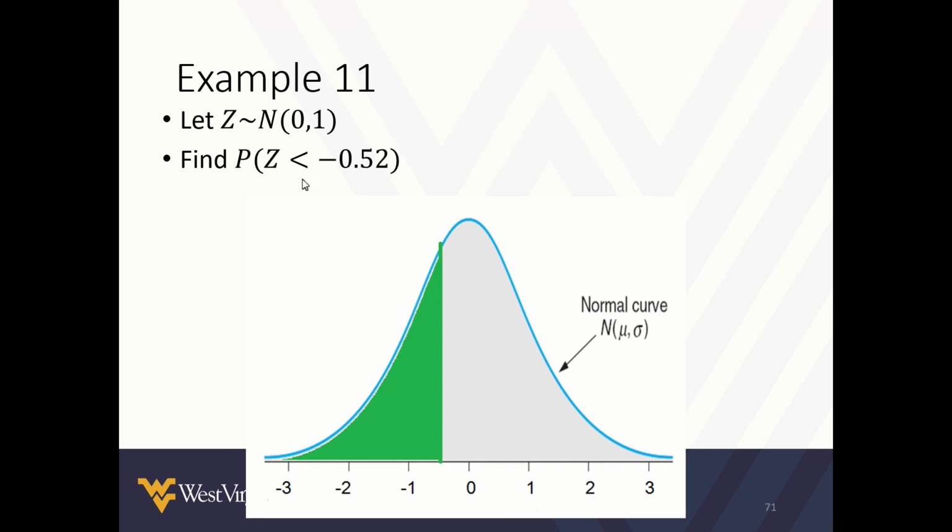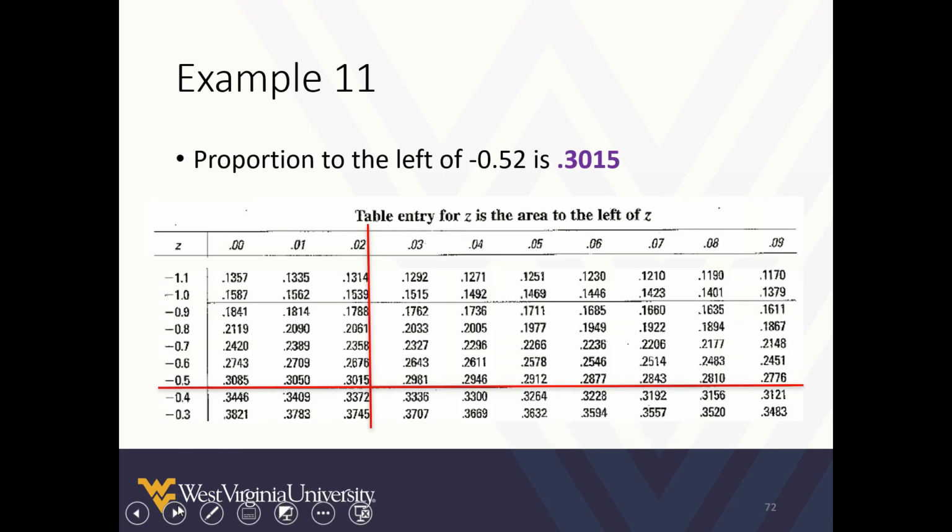So we were asked to find less than negative 0.52, so it's easy enough to draw a curve, 0 in the center, negative values going to the left, positive going to the right, and negative 0.52 approximately halfway between 0 and negative 1. We're interested in the area to the left of our curve, which means we can pull our value directly from our z-table. So this would give us an area or probability of 0.3015.